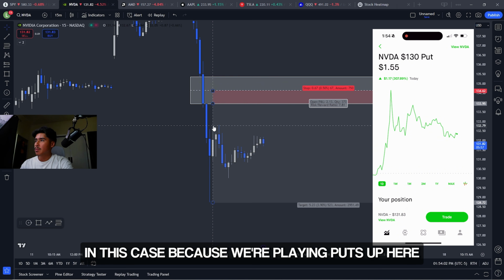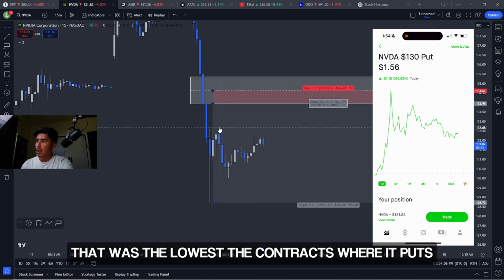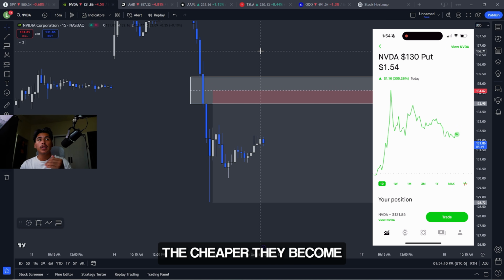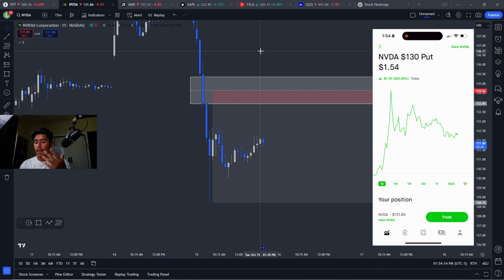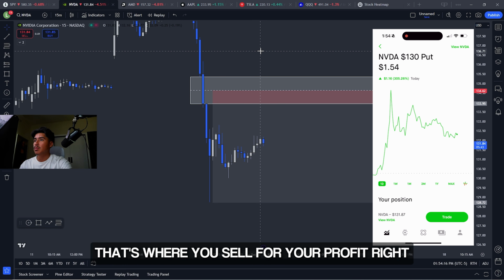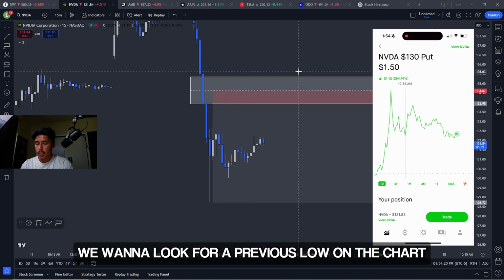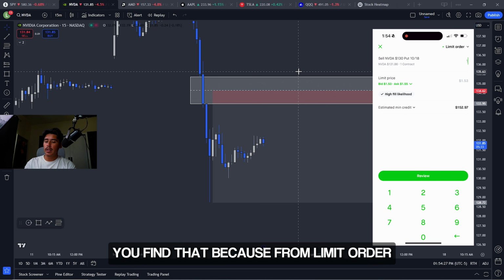You can see the previous highs as well on NVIDIA. In this case, because we're playing puts, up here it's going to be the lows. That was the lowest the contracts were at on puts, because the higher price goes on puts, the cheaper they become. The lower price goes to 130, the more expensive they're going to be, that's where you sell for your profit, right? So we want to look for a previous low on the chart, say 150 or even 143.